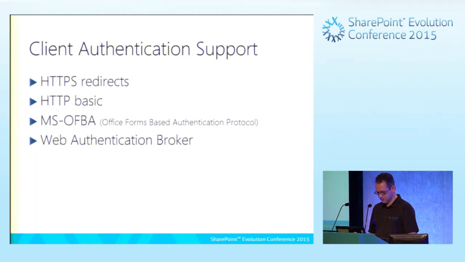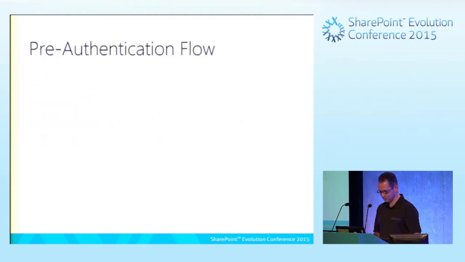These are the clients that are supported for the Web Application Proxy, or these are the protocols or the mechanisms that are supported. In a browser, that's an HTTP redirect. It's all based on redirects. The Office clients use the MS-OFBA protocol. There is very interesting protocol documentation on MSDN that you should read. And then we've got a web authentication broker that is used by REST services or Windows clients, Windows apps, for example.